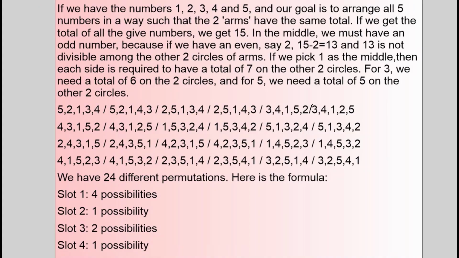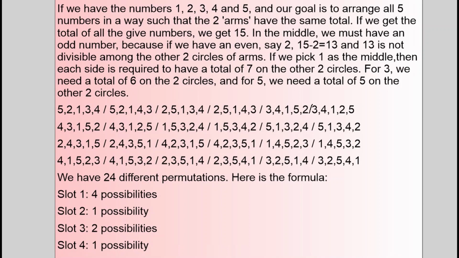Okay, so this is the answer for the Magic V question. I know there's a lot of information here, so I'm just going to read it out for you. If we have the numbers 1, 2, 3, 4 and 5, and our original goal is to arrange all 5 numbers in a way that the 2 arms have the same total, if we get the total of all the numbers together, it's 15. So in the middle, we must have an odd number, because if we have an even number, say for example 2, 15 take away 2 is 13, and now 13 is not divisible among the other circles, as it is a prime number.